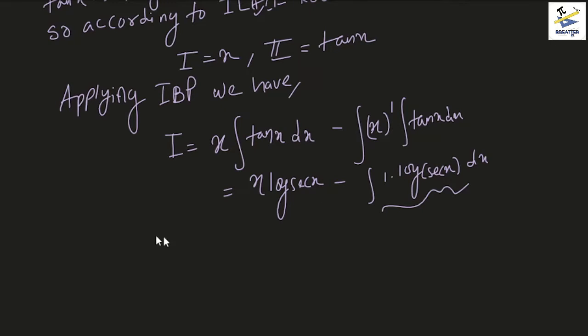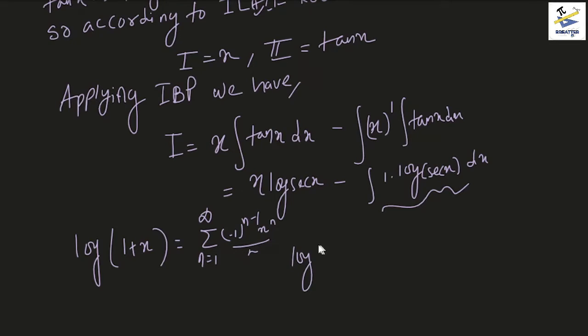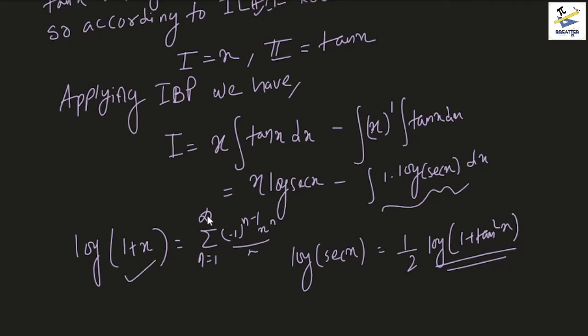So log of sec x can be evaluated by noting the fact that log of 1 plus x is equal to summation n equals 1 to infinity, minus 1 whole to the power n minus 1, x to the power n by n, right? And we can note that log of sec x is equal to half of log of sec square x, but log of sec square x is just log of 1 plus tan square x, and we can apply this formula here to find out the resulting answer.